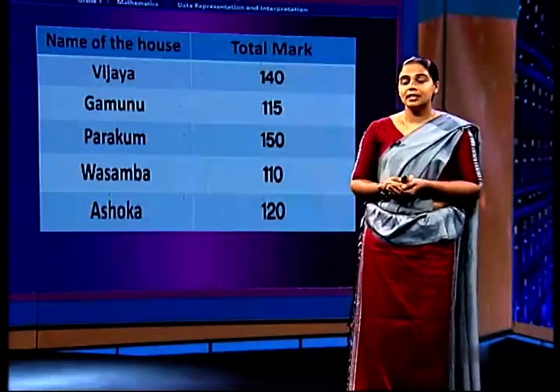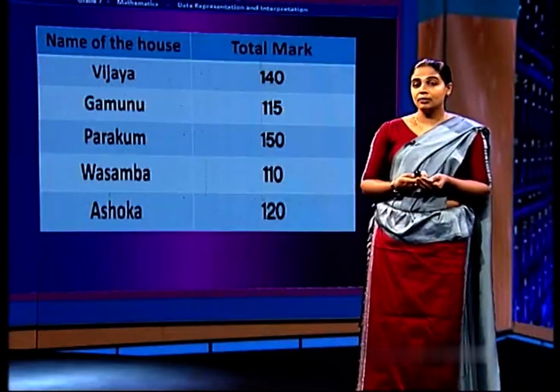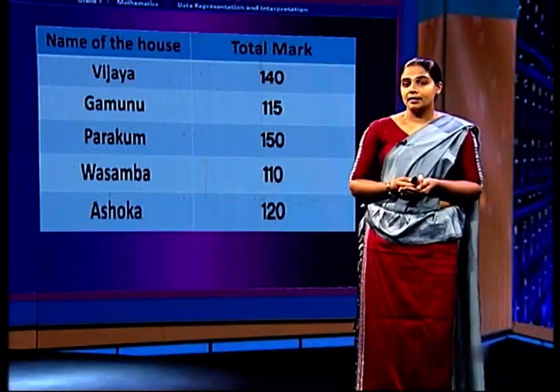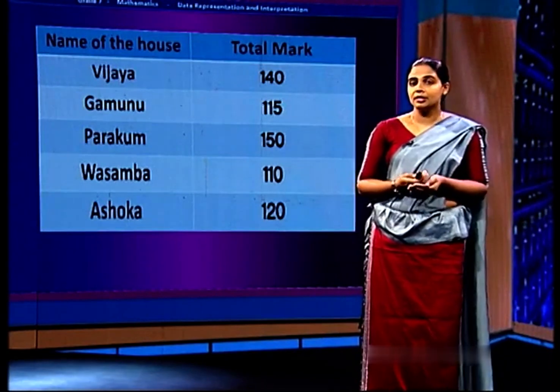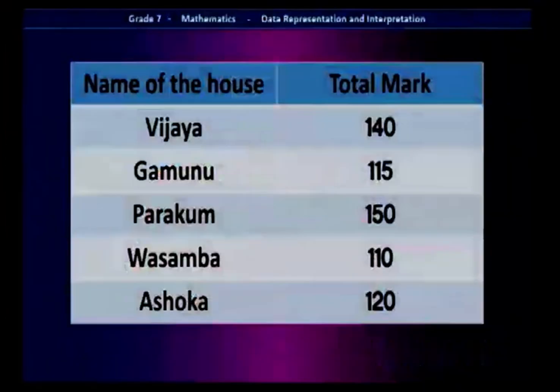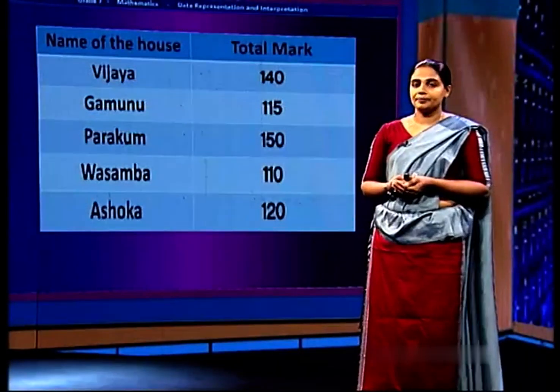Now you should think how to arrange your bar graphs. What are the two axes? How can you mark your axes? Here in the data, what is the minimum value? What is the maximum value? The minimum value is 110. The maximum value is 150. Then let's mark them on a bar graph.